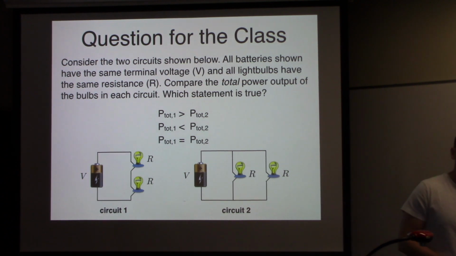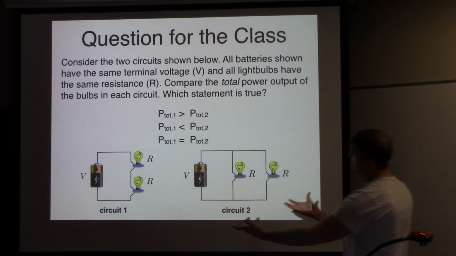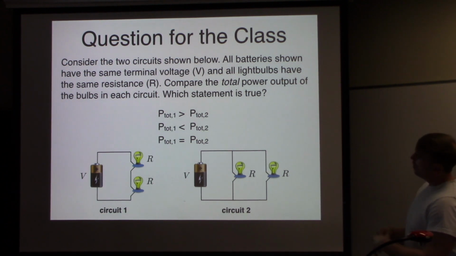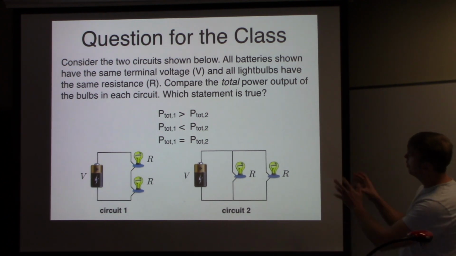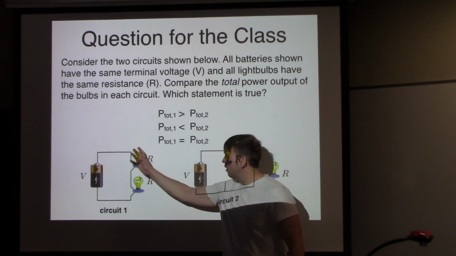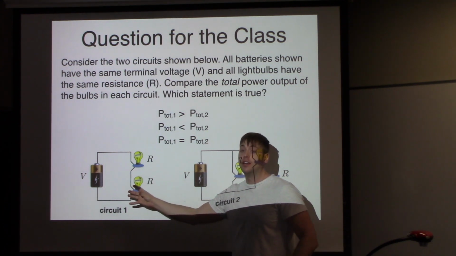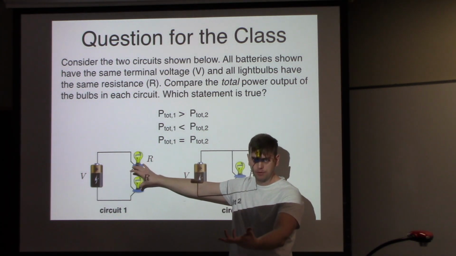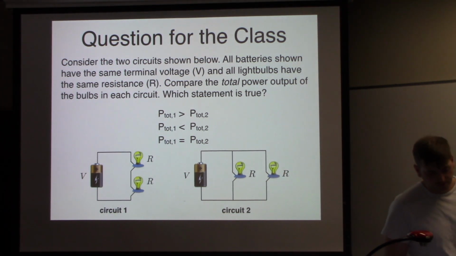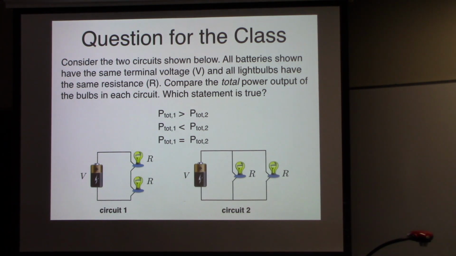My question for you is, if we look at these 2 circuits and consider the fact that the battery voltages are the same, all the R values are the same, so they're identical light bulbs, how does the total power output of the bulbs compare in each of these circuits? Okay? So in other words, am I getting more total power output over here in circuit number 1? And that just quite literally means the bulbs will be brighter. Or am I getting more power output over here in circuit number 2? So again, what I want you to do is pause the video, see if you can work it out, then come back to it, and then we'll go over the answer.